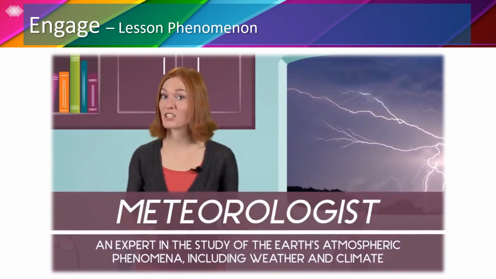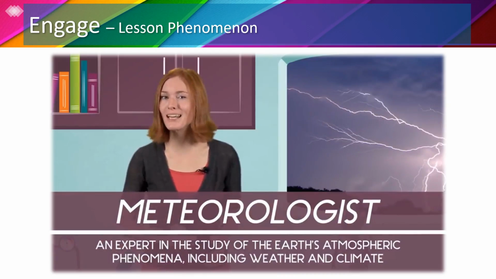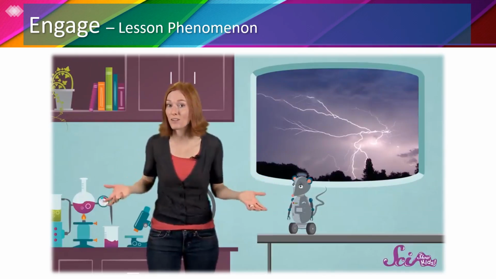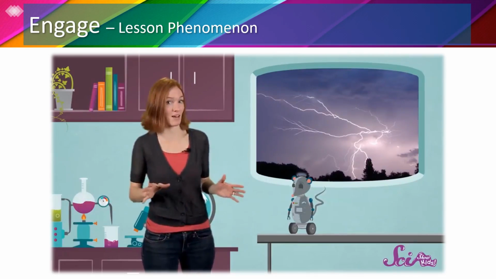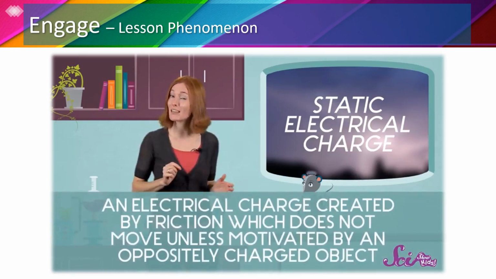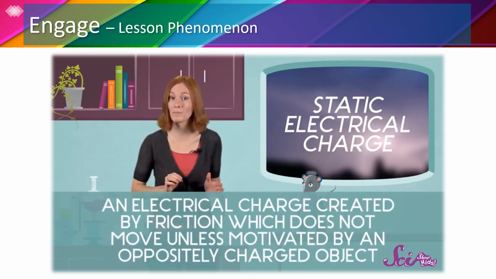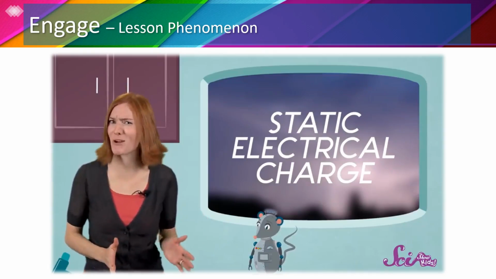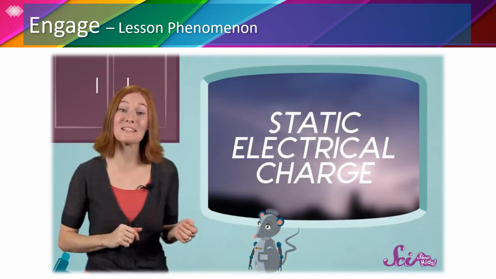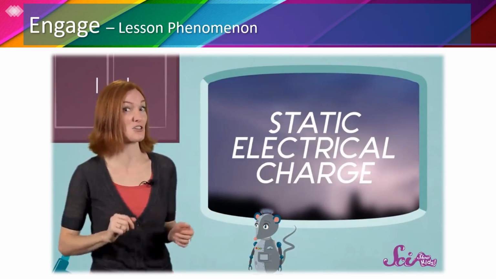Experts called meteorologists study the science of weather, including lightning and thunder. We can use what they've learned to explain what causes these bright flashes of light and the big booms that follow. A static electrical charge is just a little bit of electricity that stays in one place for a little while. Static electricity can build up anytime two things rub together. Lightning is caused by the same thing, only on a much bigger scale.